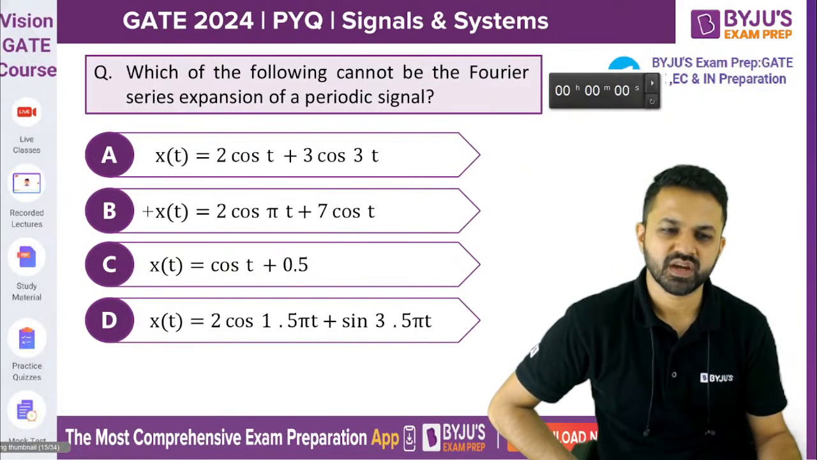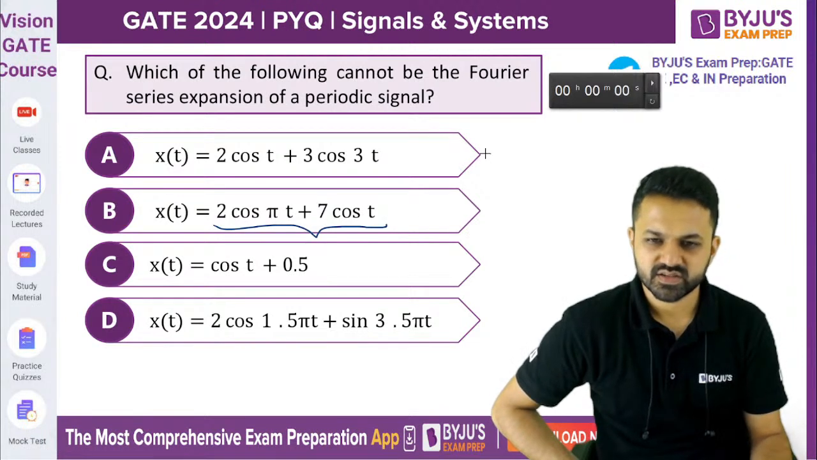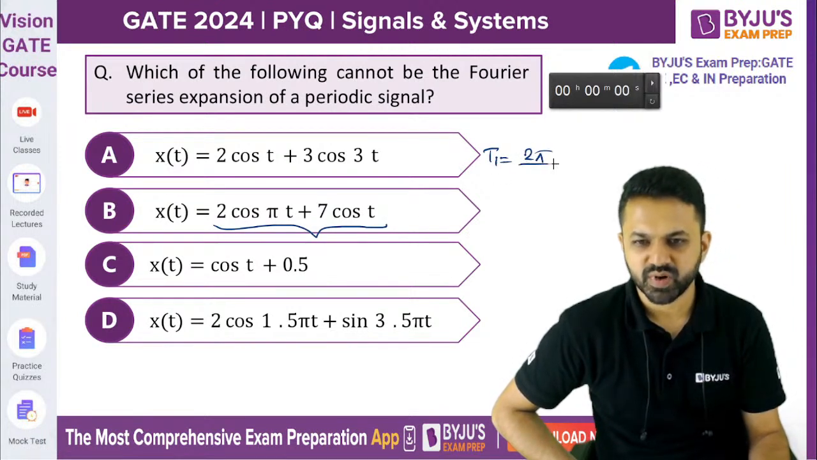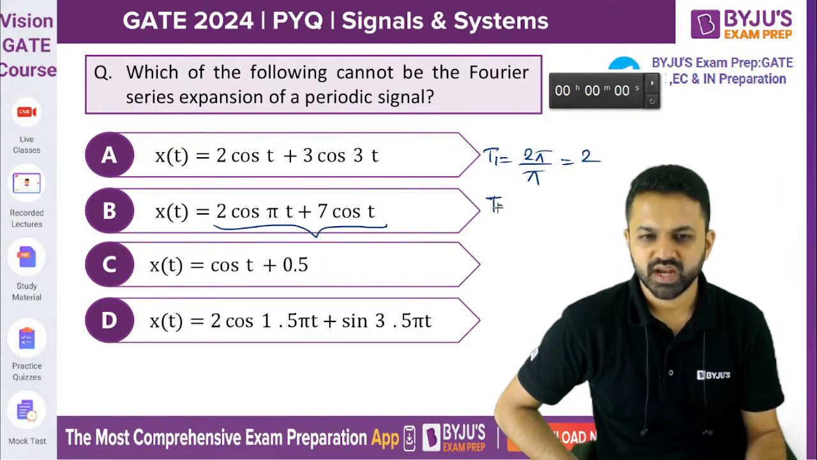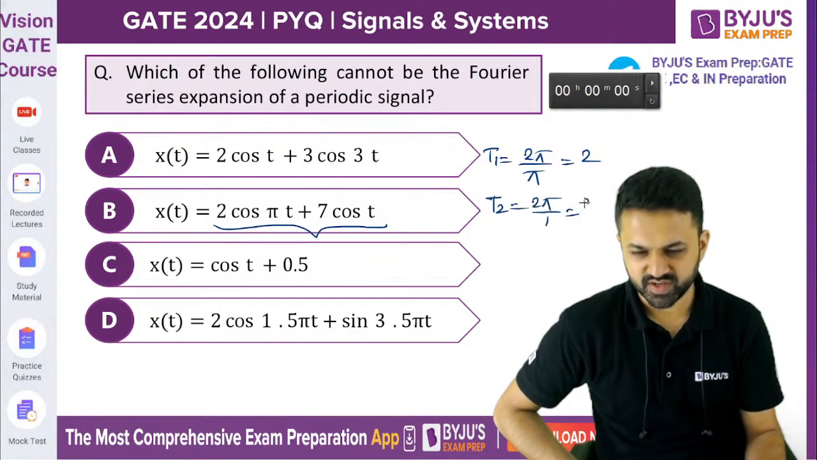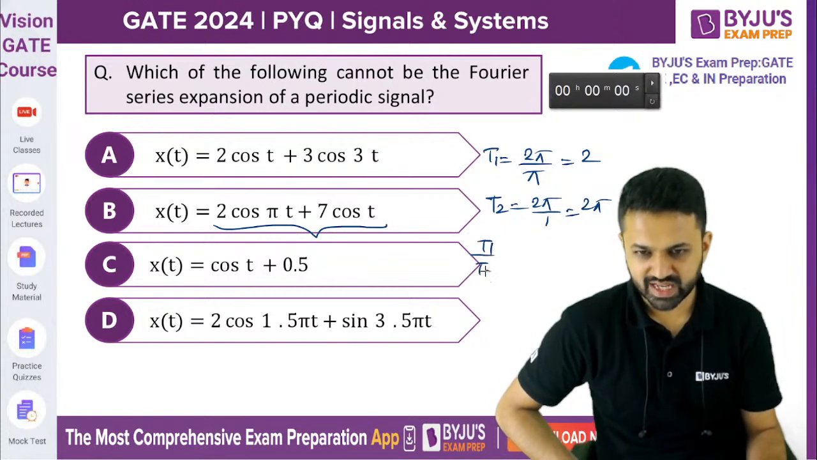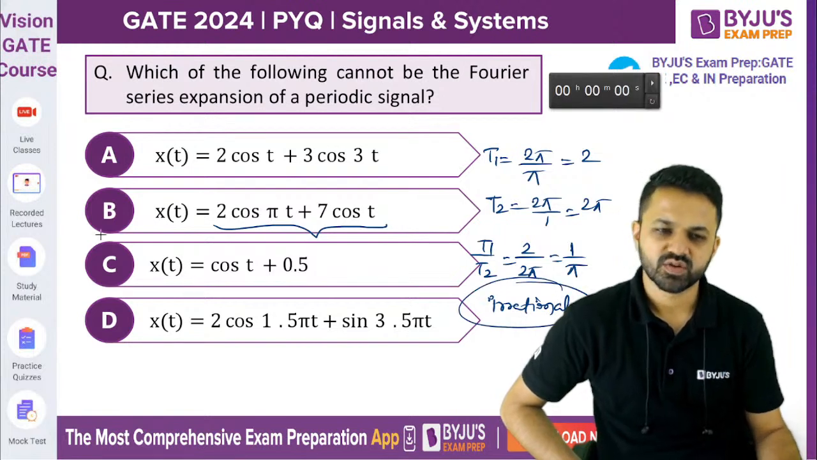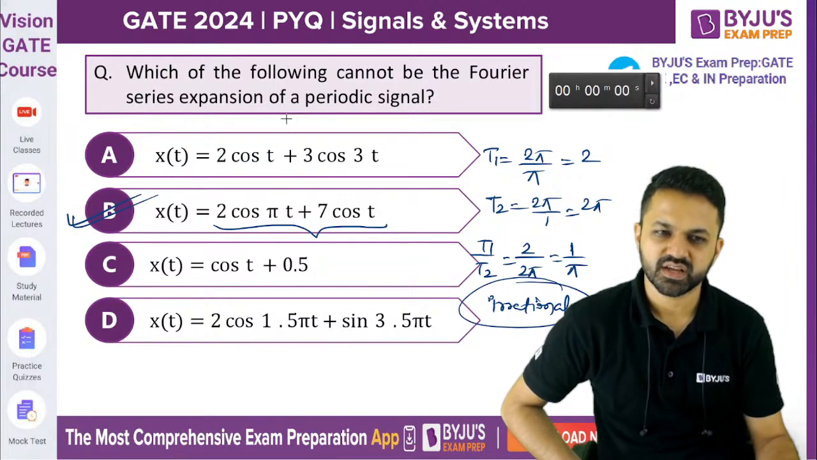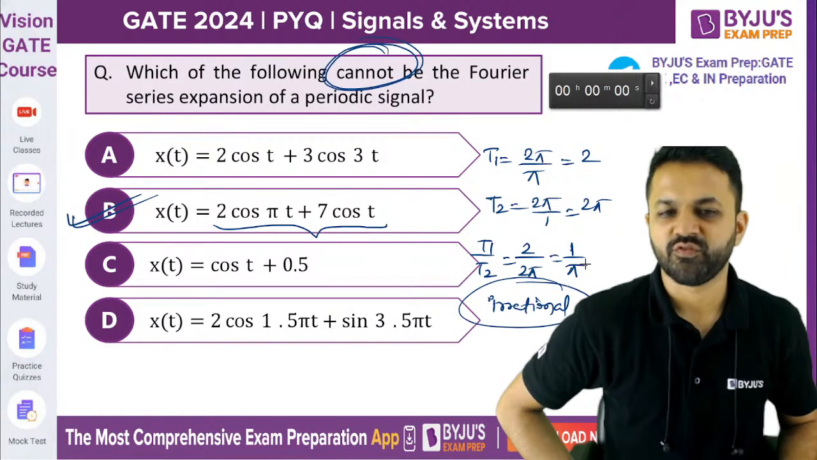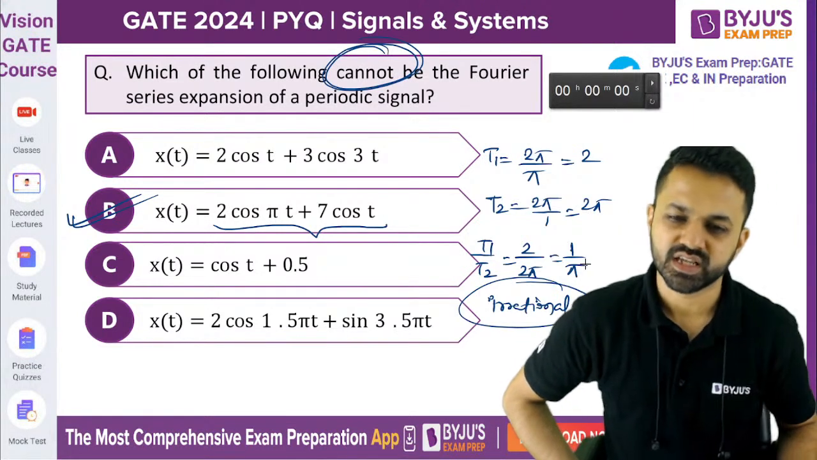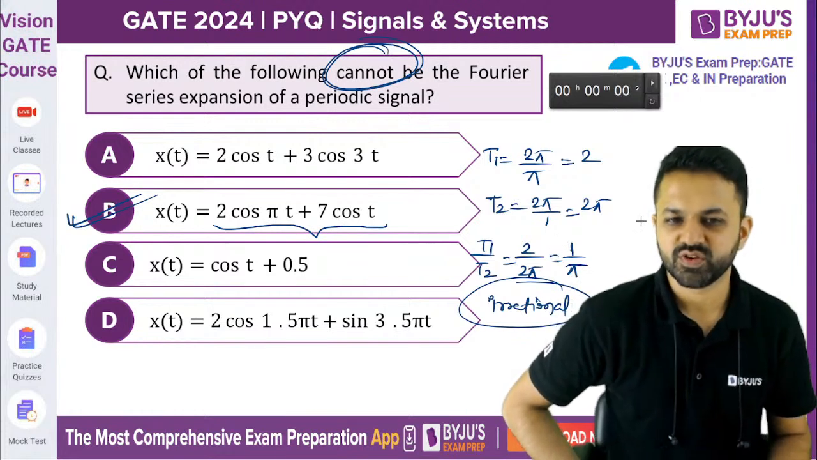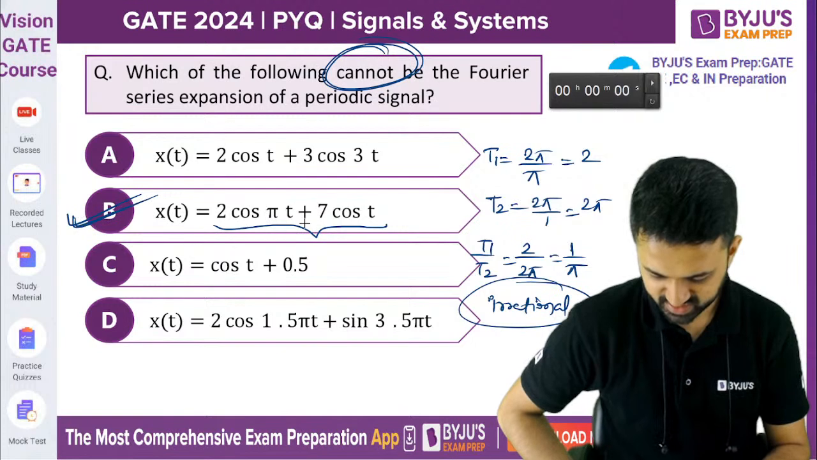So option B should be aperiodic. Let's check that. So T1 is equal to 2 pi upon pi, so we will get 2, and this T2 is equal to 2 pi upon 1, we get 2 pi. So when we calculate T1 upon T2, we are getting 1 upon pi, which is irrational because it is depending upon pi. So it is irrational, so this is aperiodic. It is asking for which one of the following we cannot represent the Fourier series. For aperiodic we cannot represent the Fourier series. So option B is the right answer.